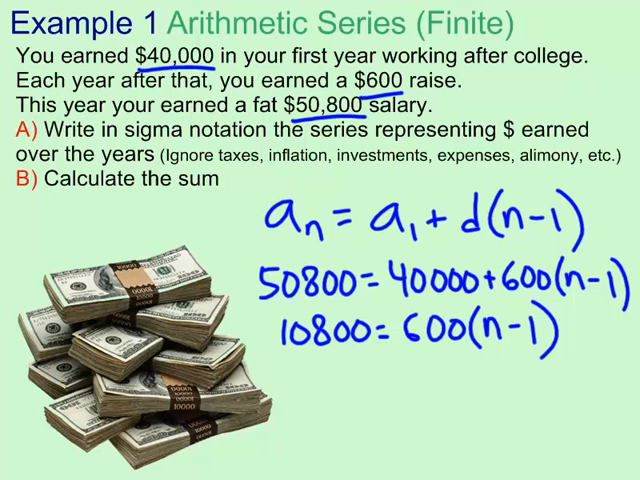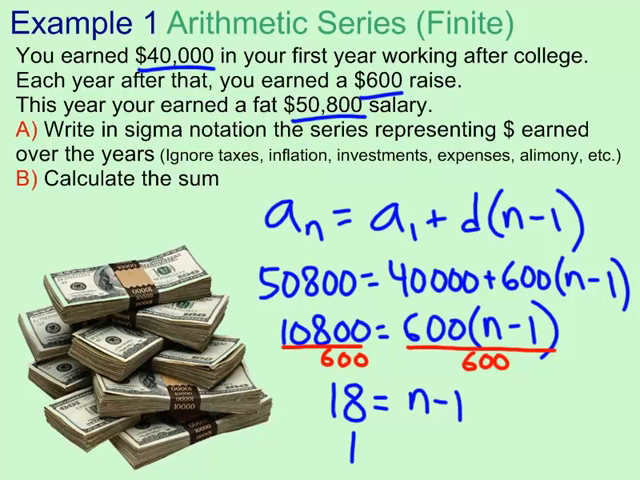It seems to me that most of my students tend to want to distribute that 600. I'm not really in favor of that. I'm going to divide both sides by 600. Now, I'm not saying you're going to get the wrong answer. I just tend to think this is the cool kid way of doing it. So how many times does 6 go into 108? That's going to be 18. So 18 equals n minus 1, and therefore 19 equals n. And again, I need you to recognize that this is the number of years that you've been out of college in this scenario. Man, you're getting old.